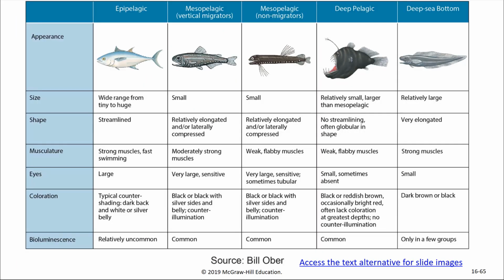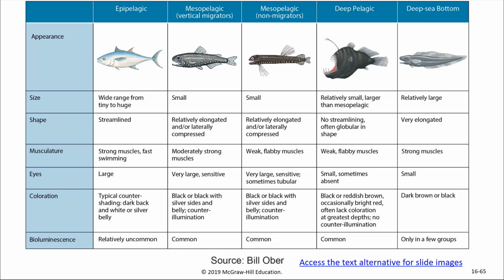This chart allows us to compare the fish in different levels of the ocean, from the epipelagic with the rapid swimmers with streamlined body, the mesopelagic vertical migrators, which will be smaller but still have strong muscles, the mesopelagic non-migrators, which are going to have weak and flabby muscles but are more likely to have spines, the deep-sea pelagic, which often lack any sort of streamlining to their body, and then the deep-sea bottom dwellers, which are going to be back to having strong muscular bodies and usually elongated in shape.